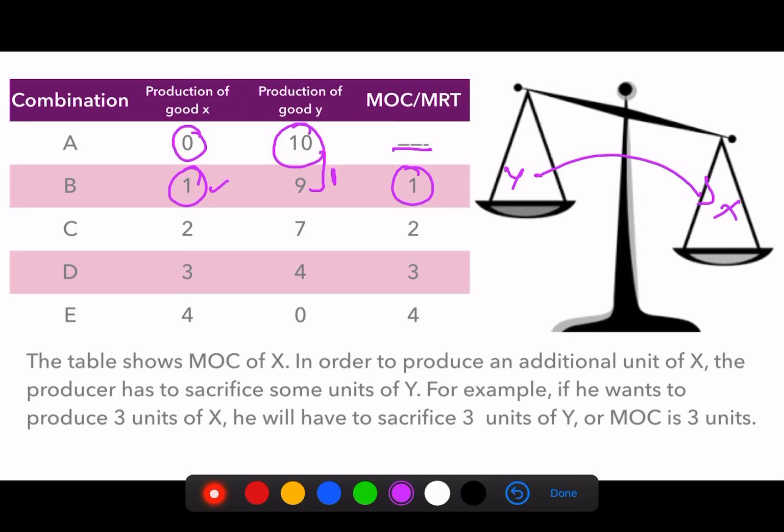We have already studied the formula. Change in loss here means 10 minus 9 is 1, divided by change in gain, that is from 0 to 1, is 1. So MOC is 1.